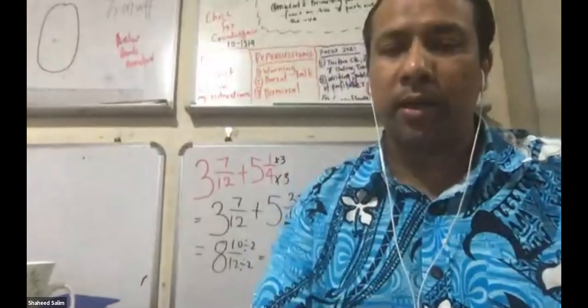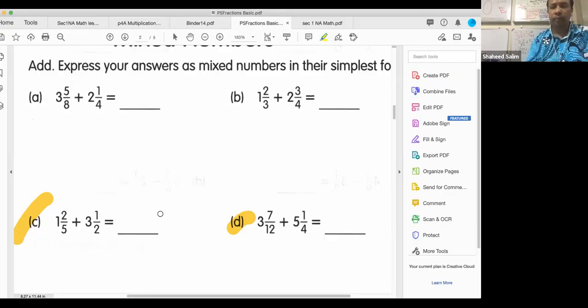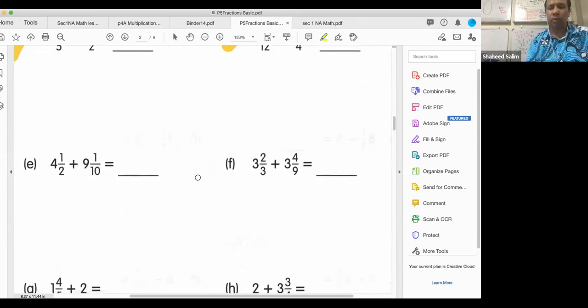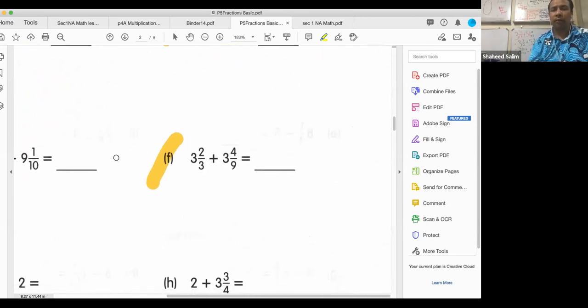Okay, we try the next one. Now we do this one. F. We don't do this one. We just do F.